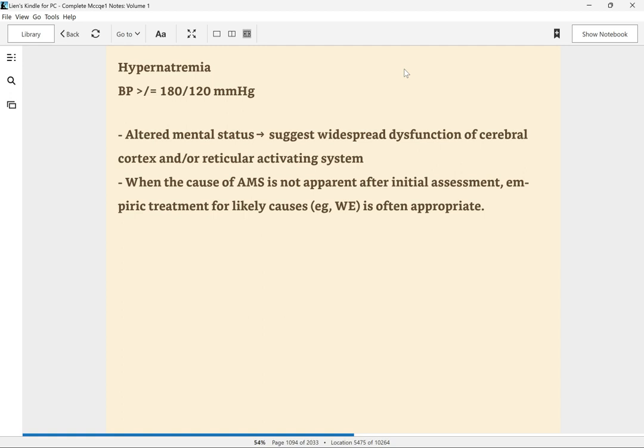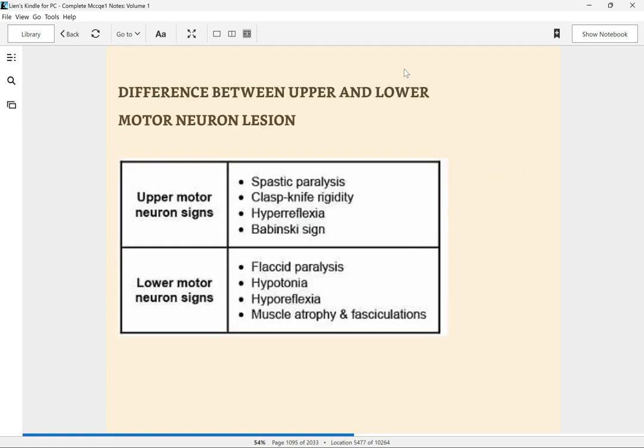Altered mental status. Hypernatremia. BP greater than or equal to 180/120 mmHg, altered mental status. Suggests widespread dysfunction of the cerebral cortex and/or reticular activating system. When the cause of AMS is not apparent after initial assessment, empiric treatment for likely causes, e.g., WE, is often appropriate. Difference between upper and lower motor neuron lesion.